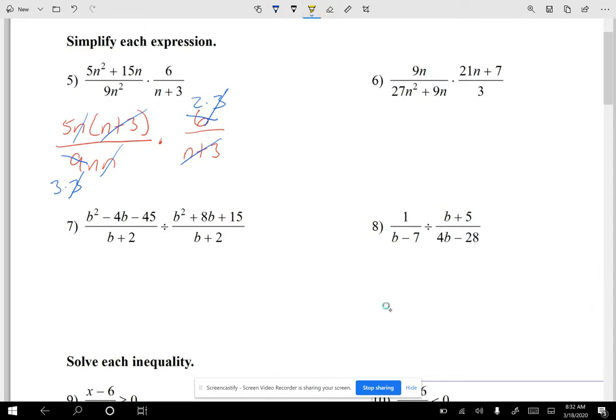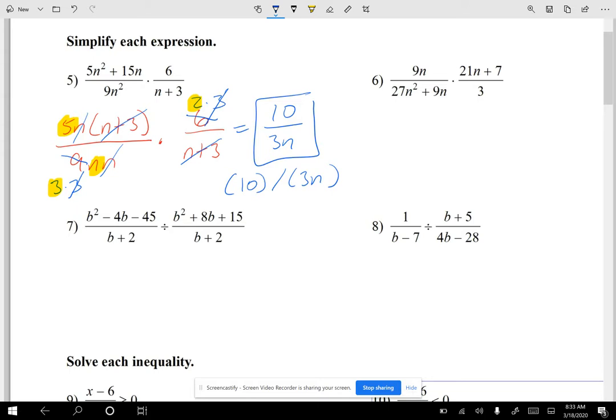So now, on the top, all I have left is a 2 and a 5. So I just have a 10. At the bottom, I have a 3 and an n. So I get 3n. That's how I write it. Now, the way I will type it will be 10 over 3n. Put it inside parentheses each.